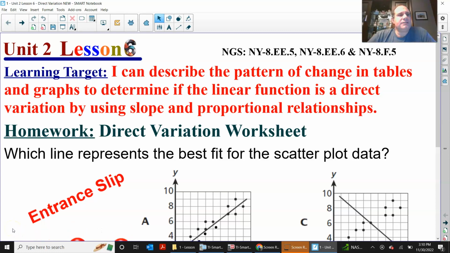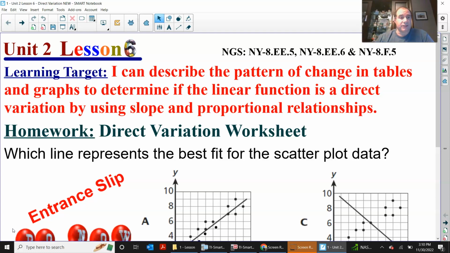Hello everyone, this is Unit 2, Lesson 6. I can describe a pattern of change in tables and graphs to determine if the linear function is a direct variation by using slope and proportional relationships.